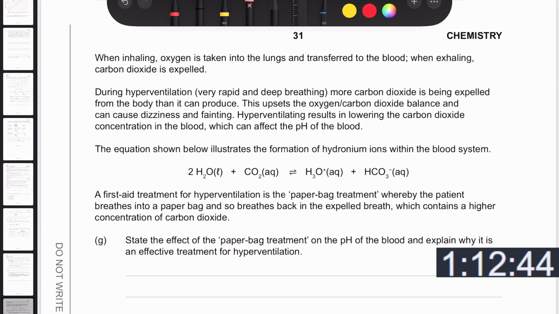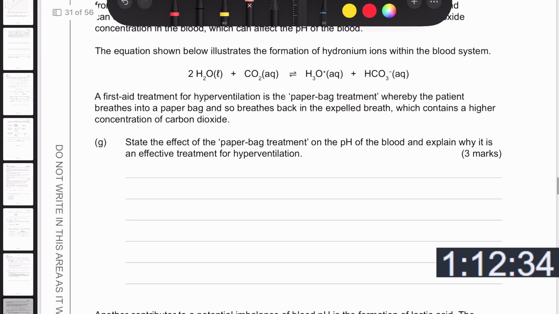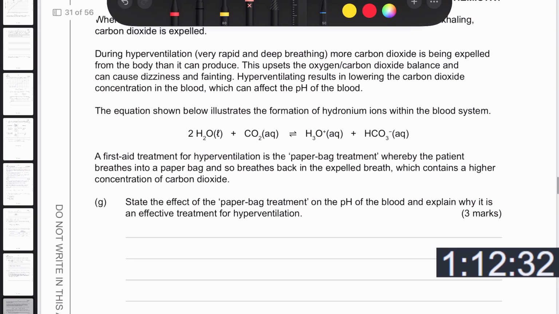A first aid treatment for hyperventilation is the paper bag treatment, whereby the patient breathes into a paper bag and so breathes back in the expelled breath, which is a high concentration of CO2. See the effect on the pH balance. This is an effective treatment for hyperventilation.